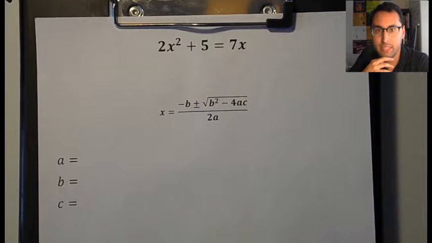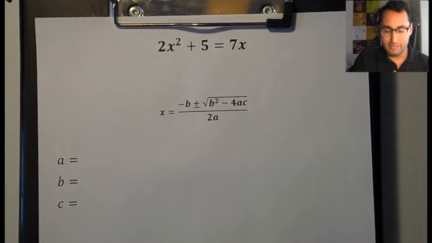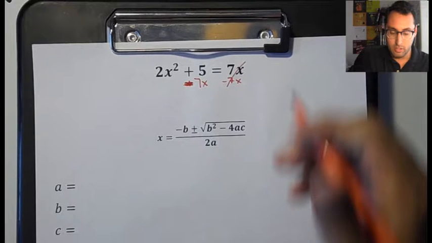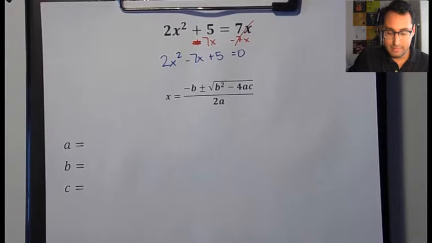Now, before we can try to use this formula, we need this in standard form. If you look at the top equation, the thing is, it's not in standard form. We have to get everything to one side, so I'm going to have to subtract 7x to both sides. From here, we write this in order based on degrees, so our quadratic looks like this. 2x squared minus 7x plus 5 equal to 0.